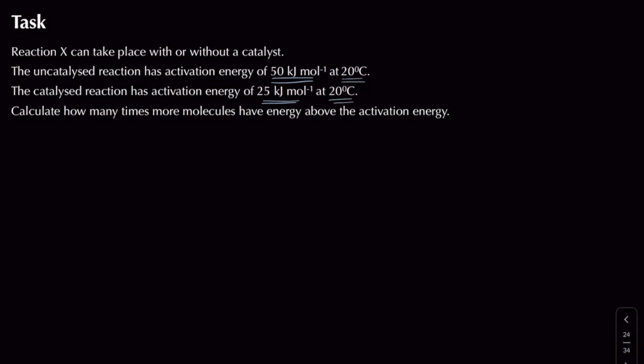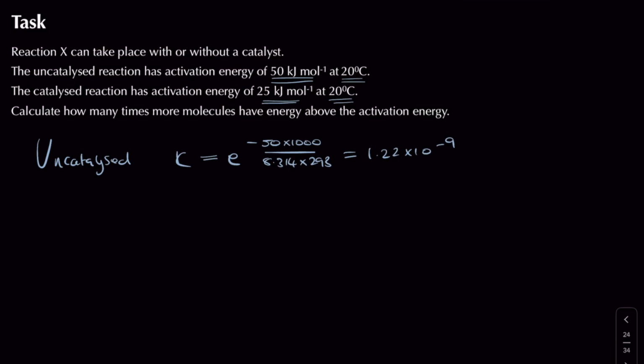We're asked to calculate how many times more molecules have energy above the activation energy. So again, we're looking at the difference in terms of the rate constant in this case. If I were to look at it, I've got the uncatalyzed reaction to start off with, and we're going to work out a value for K. To do that we're going to do the exponent of minus the activation energy, which is 50 times 1000, divided by our gas constant 8.314 times our temperature, which in this case is going to be 293. We do that, we end up with a value of 1.22 times 10 to the power of minus 9. So there's our first answer done.